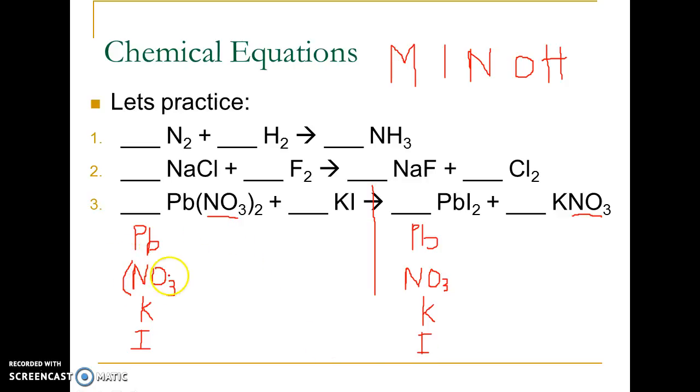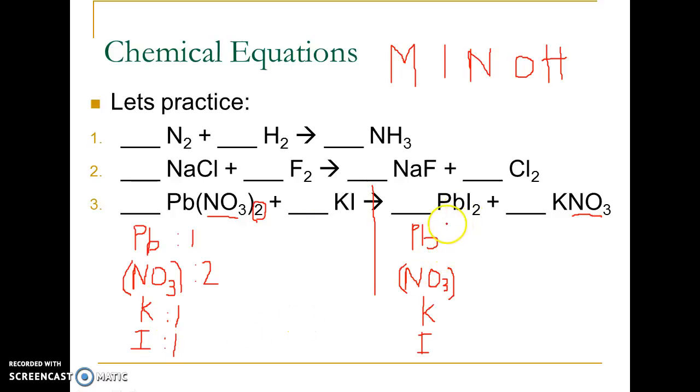I'm going to go ahead and put parentheses around this nitrate, just so that I can remember that it is a group of atoms, and I'm not going to separate them. Okay, so here's lead on my reactant side. I do not see a subscript, so that means I have one of them. Nitrate, here's nitrate. Here's my subscript for nitrate. I have 2 of them. Potassium, no subscript, so I have 1. And iodine, no subscript, so I have 1.